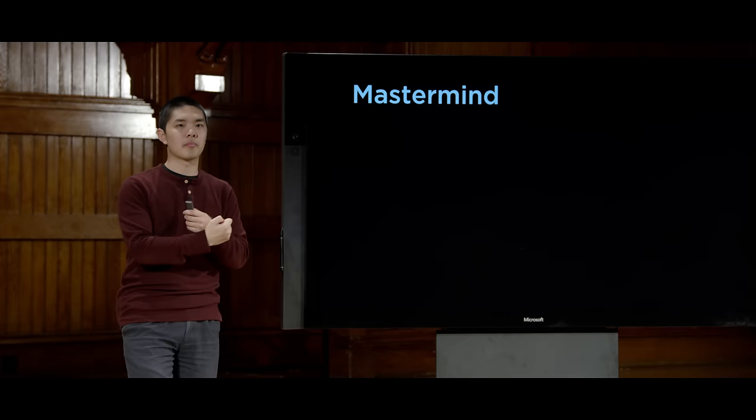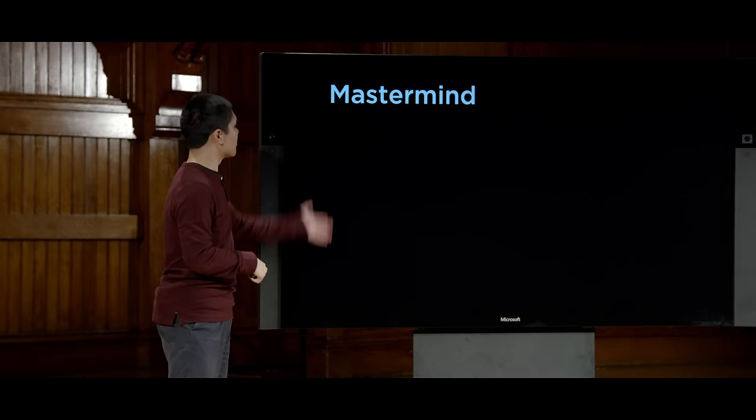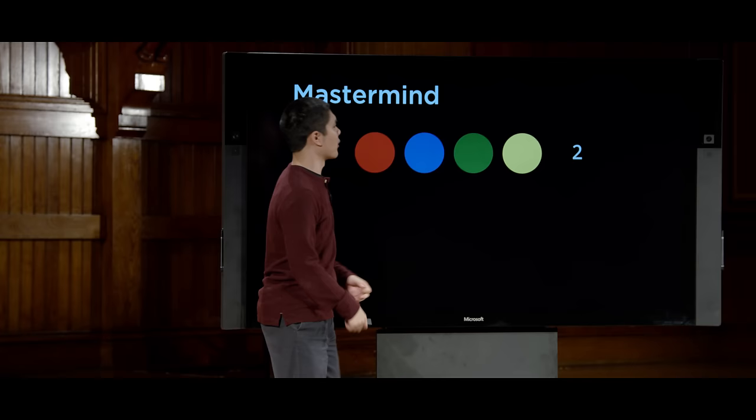You just have to make a guess, and I'll tell you, of red, blue, green, and yellow, how many of the four you got in the right position. So, a simplified version of this game. You might make a guess like red, blue, green, yellow, and I would tell you something like two of those four are in the correct position, but the other two are not.